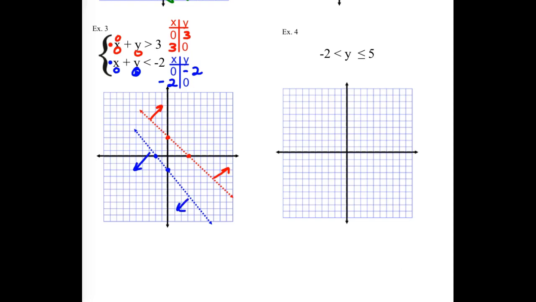So in this case, we do have parallel lines, and they would never intersect, so we are going to put down no solution for this.